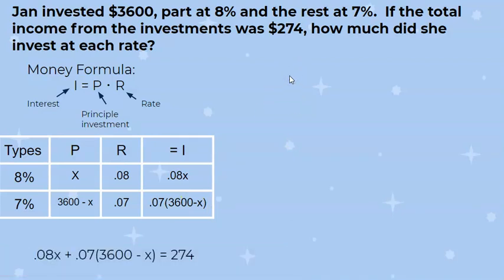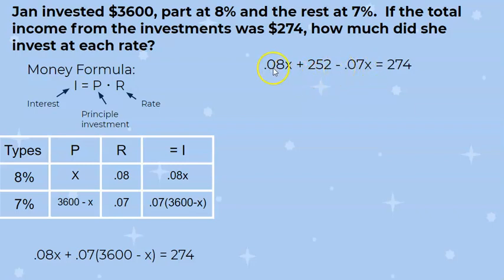So if I add those two interest formulas, I know that I should get $274 because they told me that's how much interest I ended up with. They just didn't tell me how much came from each account. So I'm taking those interest formulas and adding them together. And I do have to distribute the 0.07 in. So 0.07 times 3,600 will be 252. 0.07 times x here, but it was a minus.